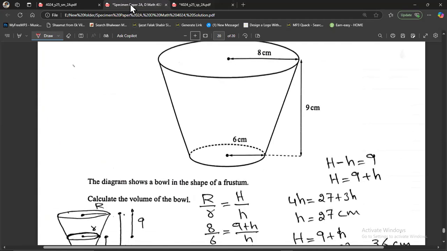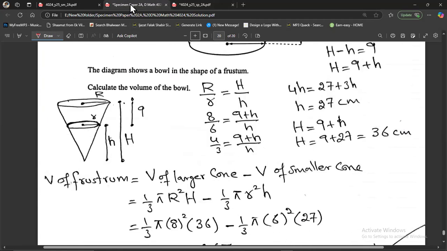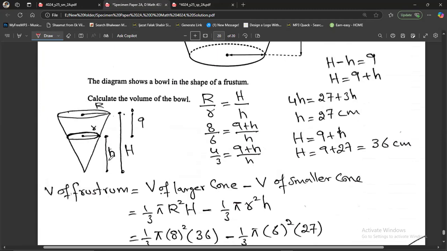Now we want to find out the volume of this shape. So, we have a big cone, and out of that cone, we have cut this cone. The remaining is that frustum. Let me say that for the big cone, the height is capital H. The small cone which was cut has height h, and the remaining height will be 9.